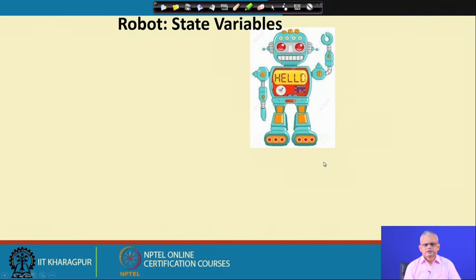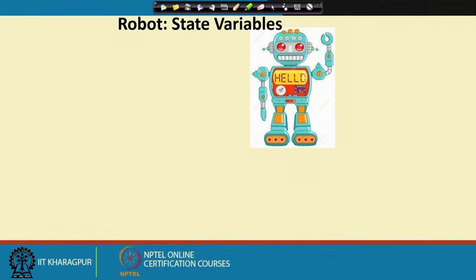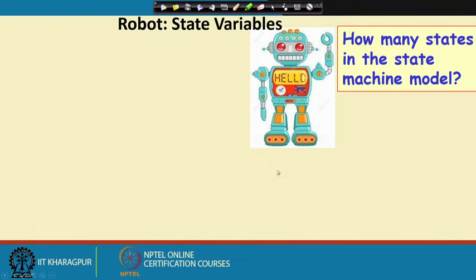Let us first look at an example and understand the state explosion problem in an FSM. Let us look at this robo, and this robo can make movements. Let us try to compute the number of states in modeling a robo's behavior.